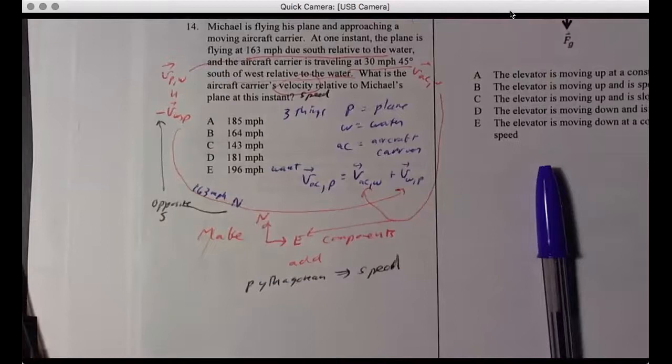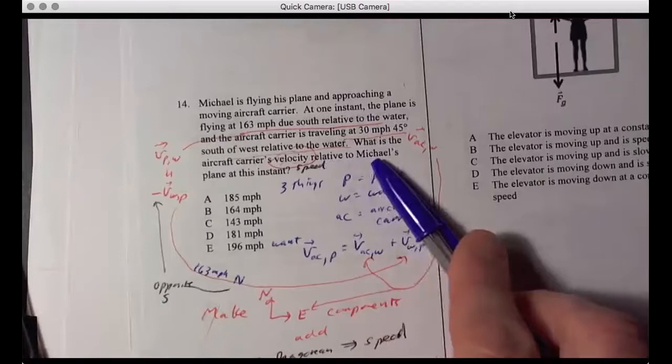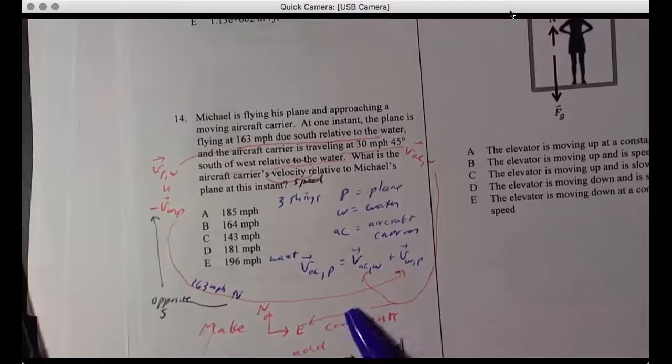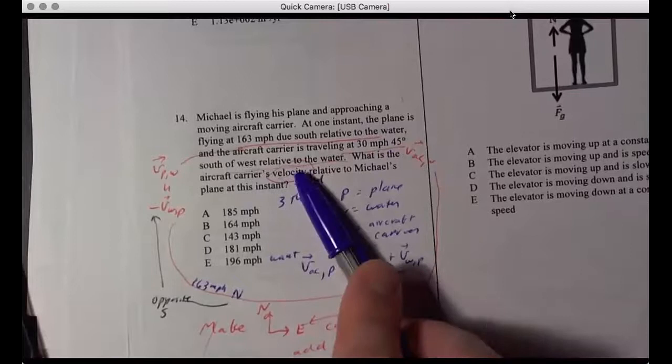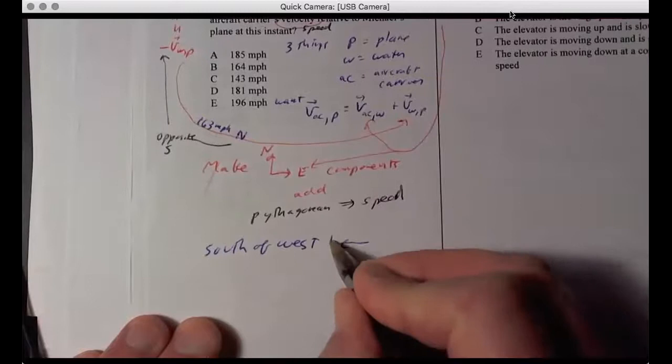The key is being able to pick out what's here. Usually we try to make it pretty clear with the relative to, and then getting this in the right order, and you're okay. And then, of course, there's a matter of getting, you know, 32 degrees, 45 south of west, right? So south of west, you start west, and then you rotate towards the south.